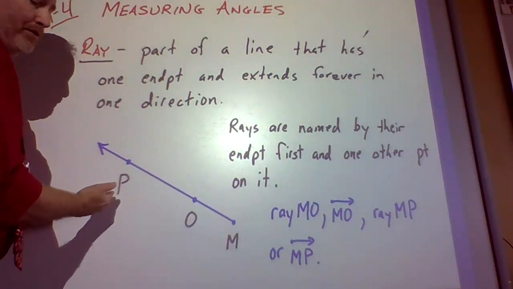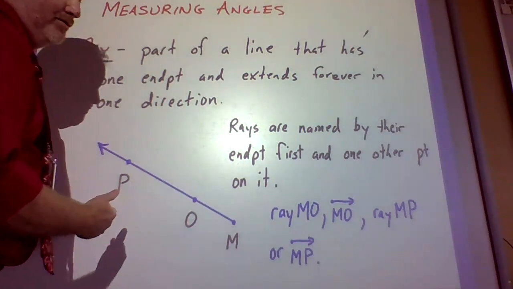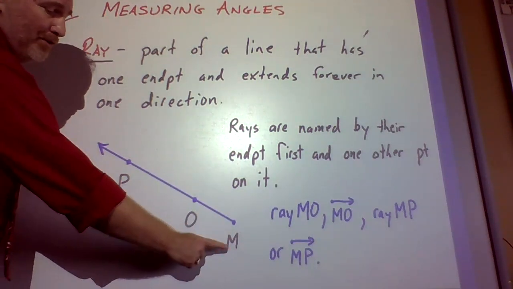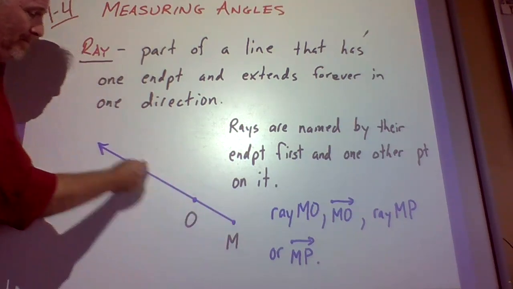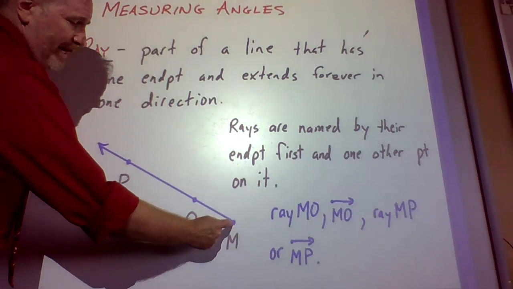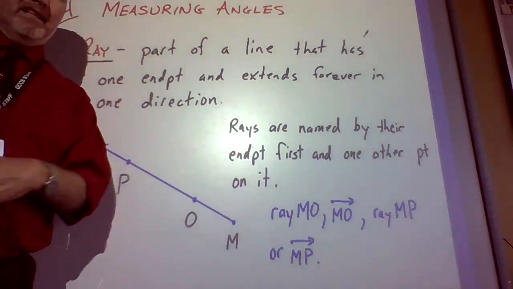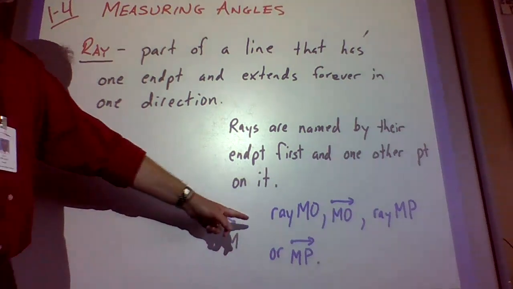Now again, I have 3 letters. I did that on purpose. You never use 3 letters to name a ray. In this example, you have to use the letter M. You could call this ray MP, or you could call it ray MO. Either one is correct, but not the other way. You can't go backwards on a ray. All right? And here's the examples.